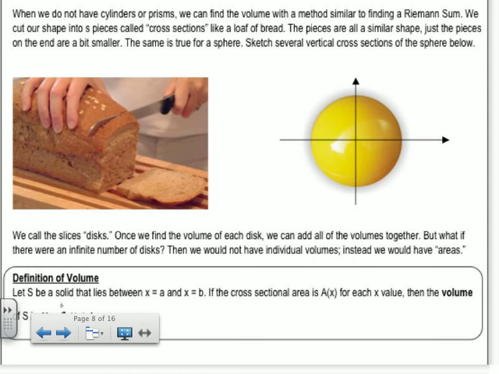So it says sometimes we don't have cylinders or prisms. So sometimes we don't have those things that have two parallel bases, so we can't use those formulas. Instead, we're going to have to use calculus. So it says we can find the volume with a method similar to finding the Riemann sum. Do you guys remember when we first learned the area, we added up all the rectangles? Same kind of thing. It says we cut our shape into pieces called cross sections, like a loaf of bread. So imagine we're chopping.